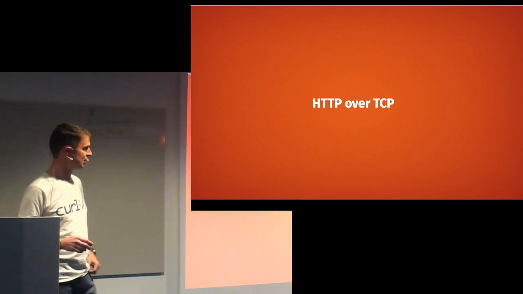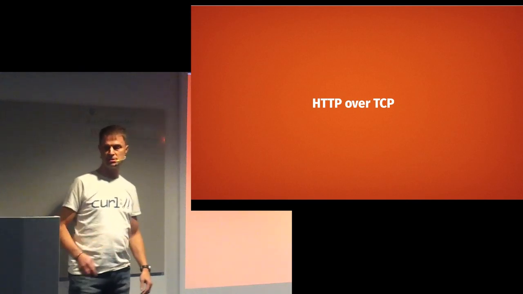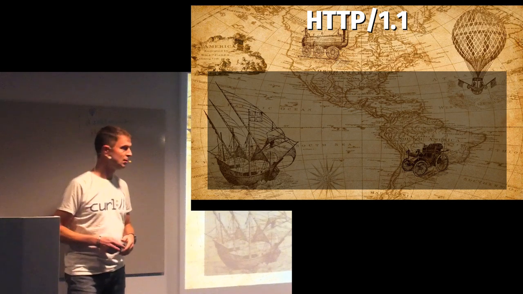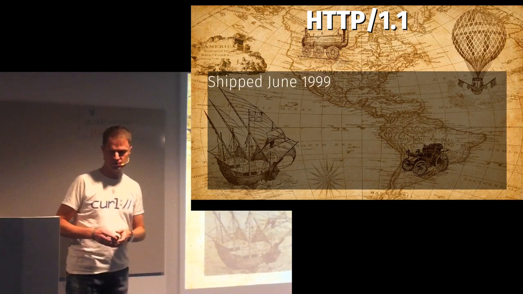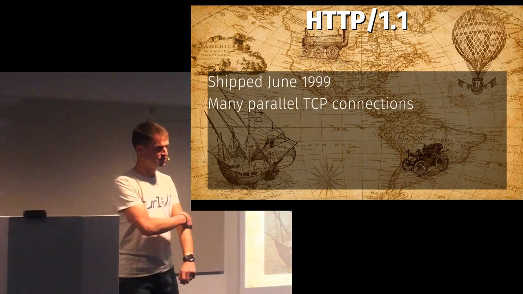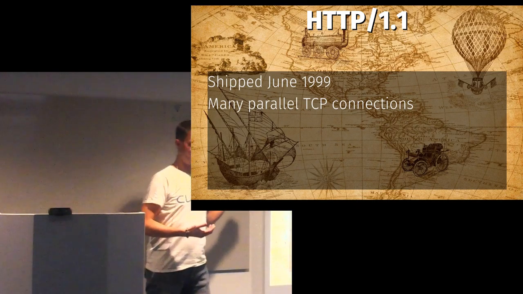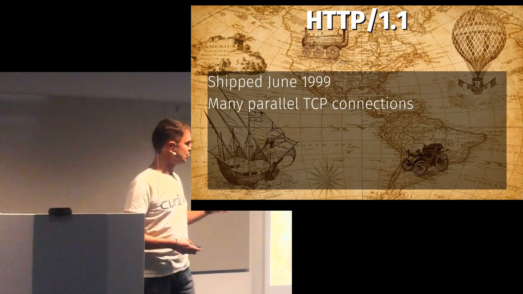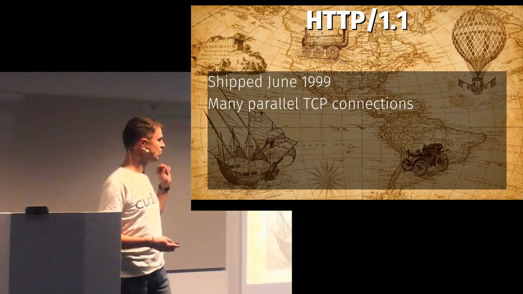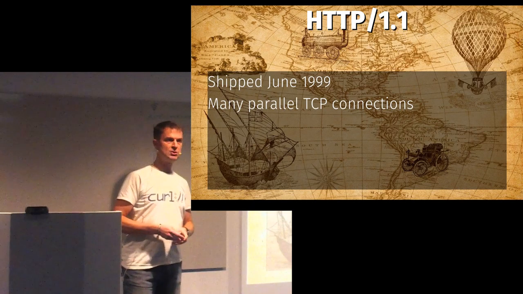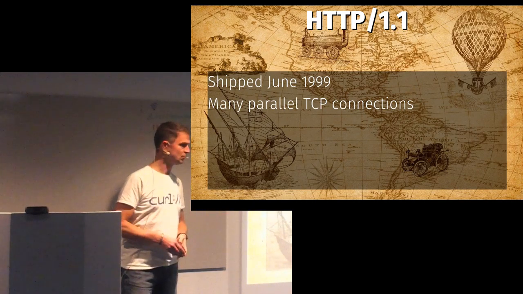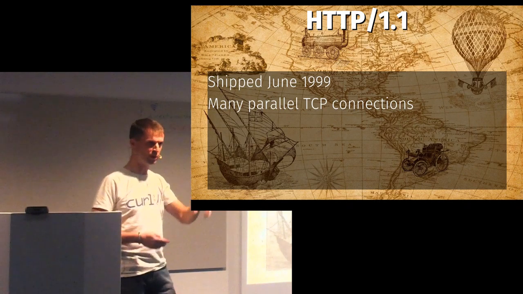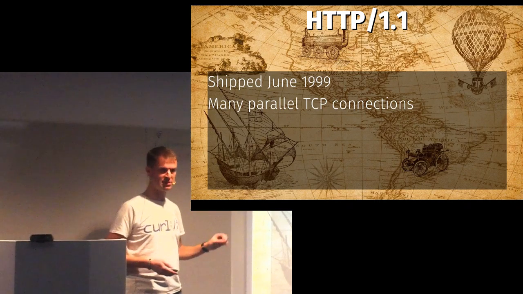So HTTP is done over TCP. That's how it's been since forever, since we started this in the 1990s. And HTTP/1.1, just to reiterate the situation, shipped in June 1999. To operate on the web today, especially if you're doing a browser, over HTTP you open a lot of parallel TCP connections to do things simultaneously. You want to download many images. You don't want them one by one. You want them all at the same time. You open a lot of TCP connections.